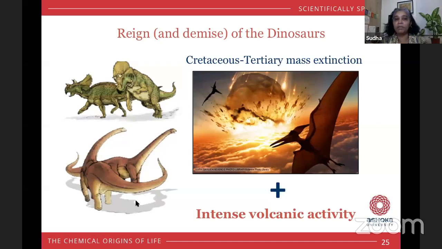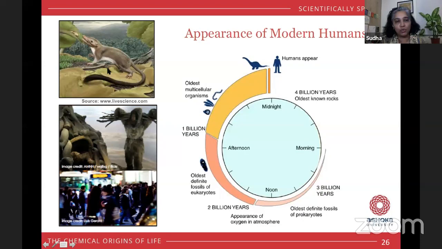So then what happened? All the big creatures were gone. What this meant is that some of the smaller creatures, like this mole rat that's shown on the top panel here, basically survived this cataclysmic event, came out and could thrive. And it evolved eventually to what we see today, which is us.